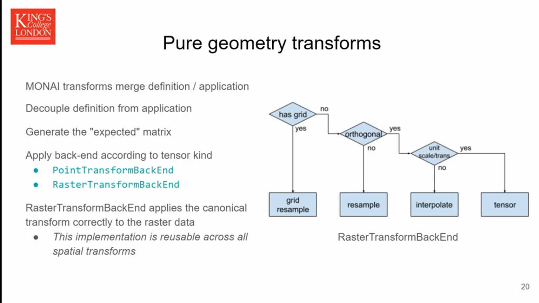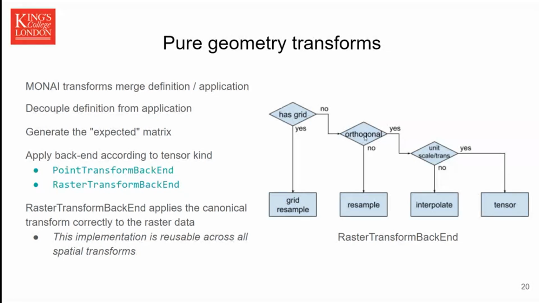And that raster transform backend will know how to take the pure transform, the canonical transform that's been defined, and then apply it to raster data. So for example, here, if the data has a grid, then we will do a grid resample of the data, including moving the image to its center, rotating it, and then moving it back to its original position.